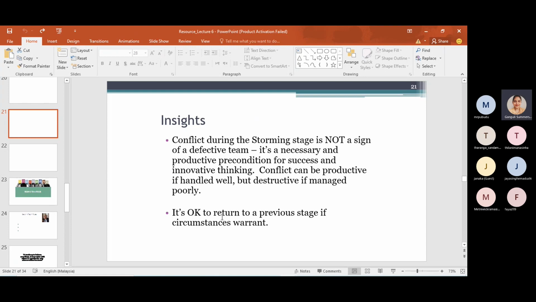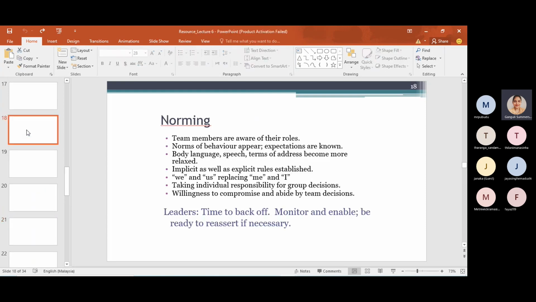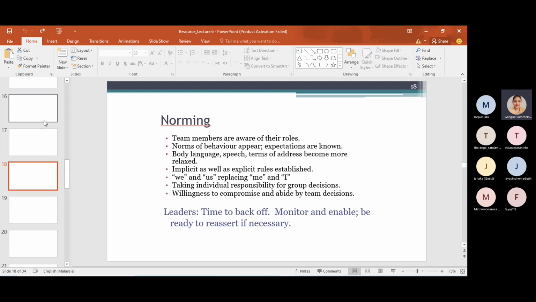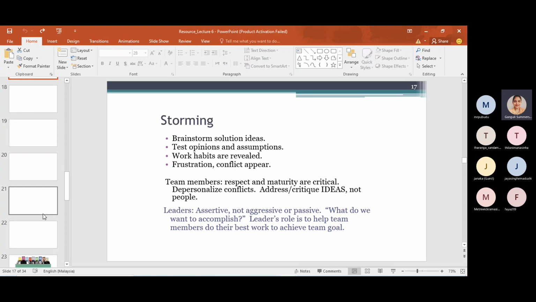It's okay to return to a previous stage if circumstances warrant. For example, if you start struggling in the norming stage, you can set the norming stage aside for a while and go back to the storming stage. If you start struggling in a certain stage, you can always keep that aside and go back to the previous stage, improve yourself there, and then come to the next stage. So going back to previous stages is possible.